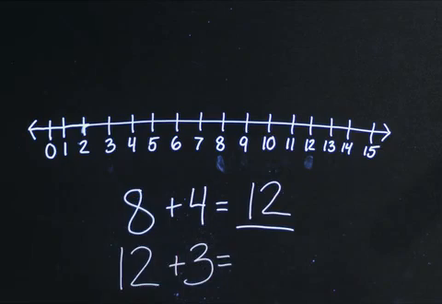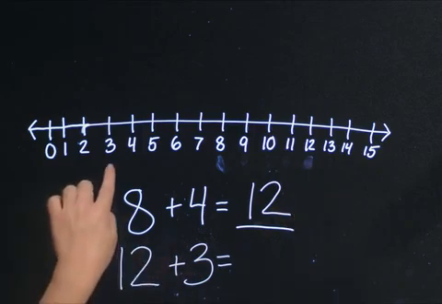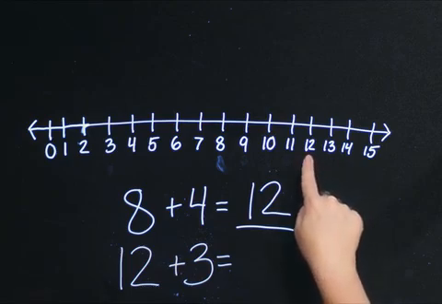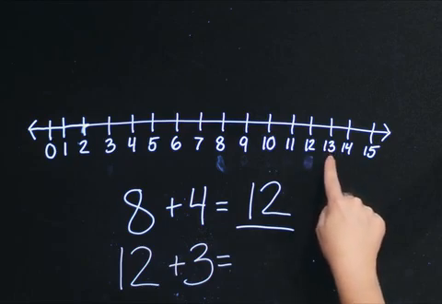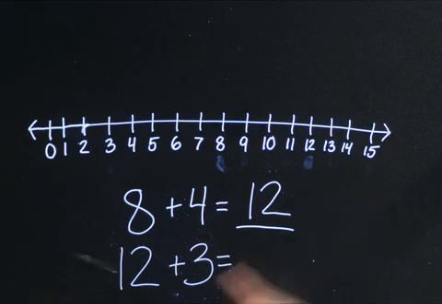Well, you always want to start with the bigger number, so you'll want to start at 12. This way, you're only moving 3 more ahead of it, instead of starting at 3 and counting 12 more. Boy, that sounds like a lot more work. So I'm going to start here at 12 and count on 3 more. So I have 12, 1, 2, 3. I've ended at 15, so I know that 12 plus 3 must equal 15.